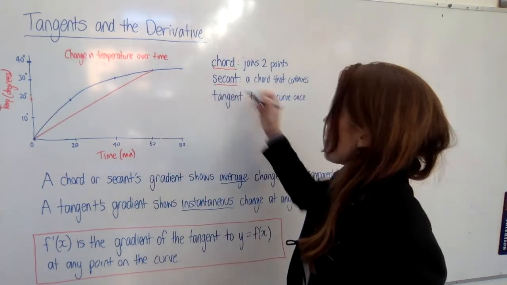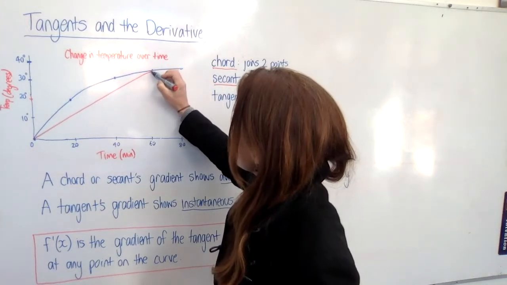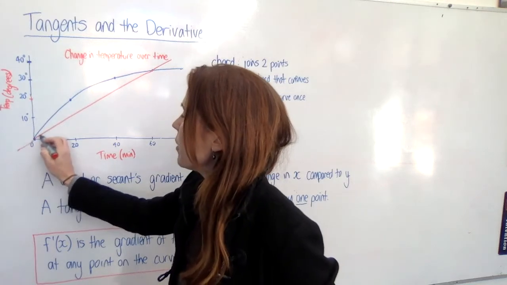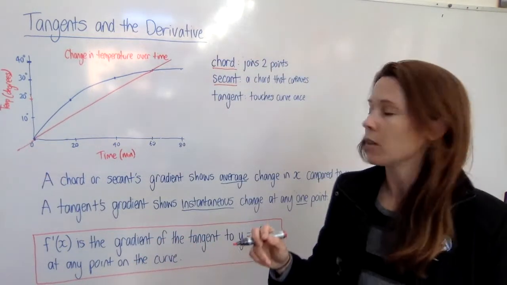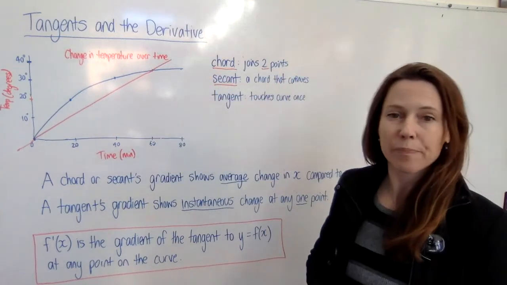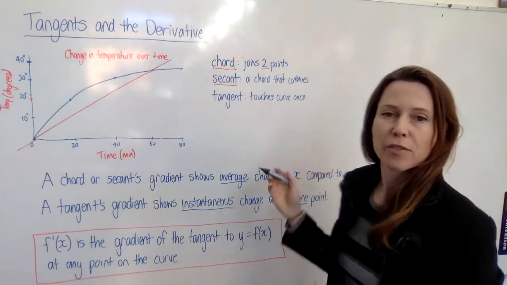Now, a secant is very much the same thing, except it just continues out either end. So if I was to continue that line out further, one way or the other way, or both, I've now drawn a secant. So it's something that really cuts through the graph and it hits it in two places. Now, a tangent is a little bit different. A tangent touches the curve just once.